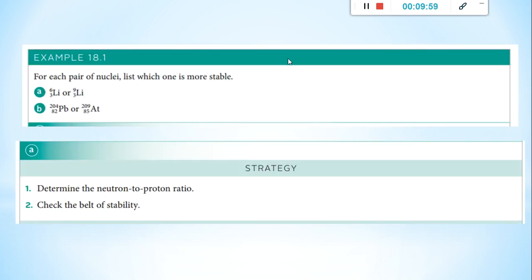So let's try to answer some of the examples. For a pair of nuclei, list which one is more stable. For letter A, we have lithium 6 and lithium 9. For letter B, we have lead 204 or astatine 209. So we have the following strategies. First is let us determine the neutron proton ratio, and second is we need to check the belt of stability.